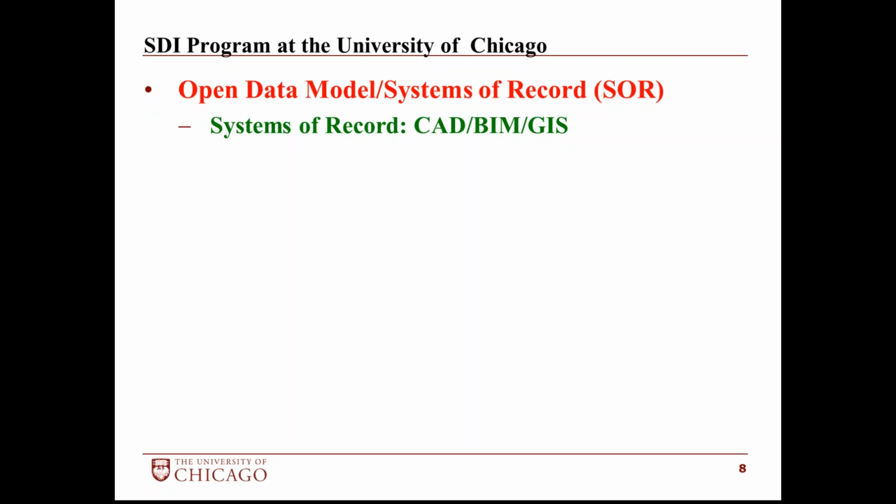So CityGML is a target. We're going to be harvesting basically the systems of record. They're coming in from CAD, BIM, and GIS. And the reason we're doing that, obviously, is we've got a lot of time and money already tied up in that, and also our vendors supply a lot of this data in these formats.